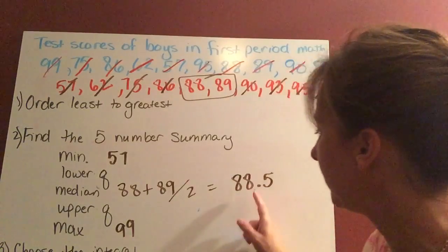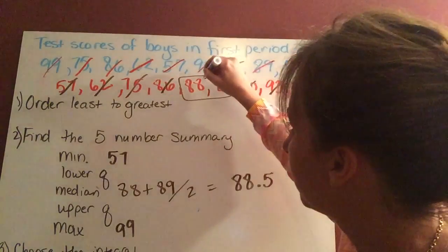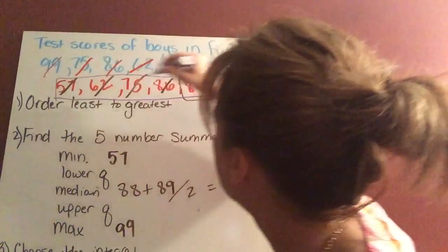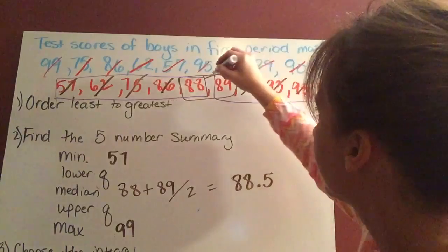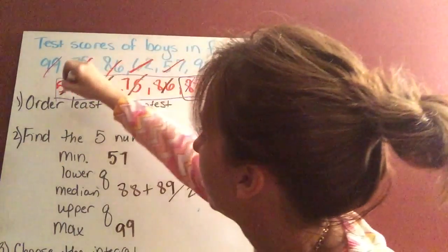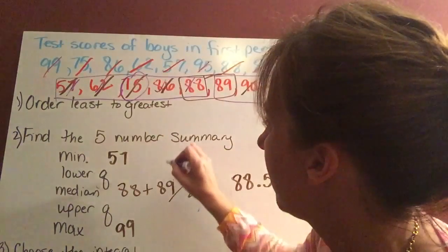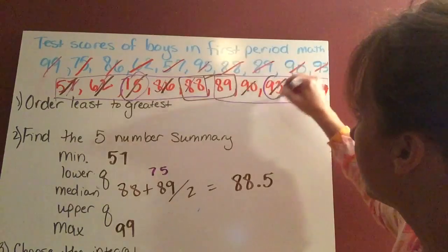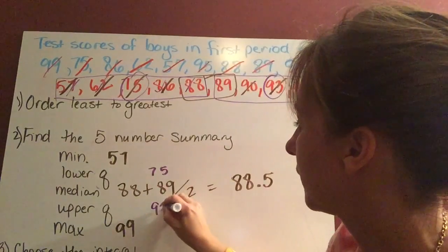Now my lower quartile, because this is my median, I have to put these back in the lower half and the upper half. And then I have to find the middle of both halves. And so 75 is my lower quartile, and 93, my upper quartile.